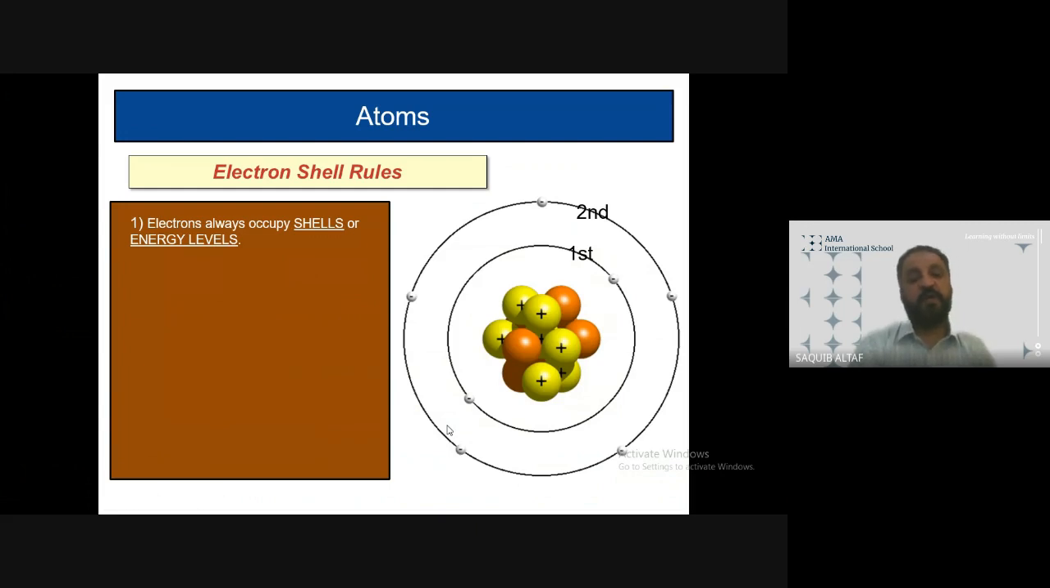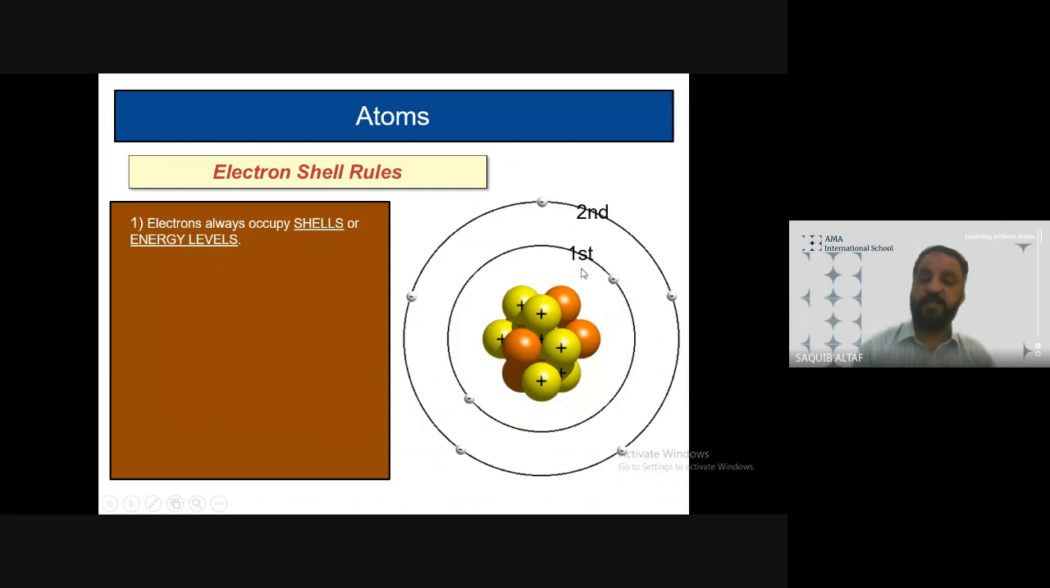Okay, now electron shell rules. What are the rules for the electron shells? Remember, these shells are where the electrons are moving, orbiting. The first shell is the closest to the nucleus. It consists of 2 electrons. More than 2 cannot stay here. Only 2 electrons can occupy this shell.